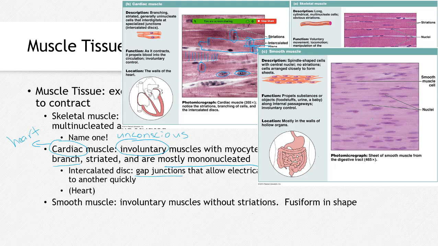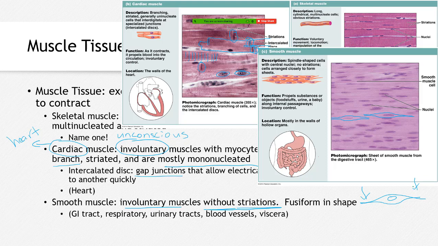Here's the next one. It's the smooth muscle. These are also involuntary muscles, like the cardiac muscle in that aspect. But unlike the cardiac and skeletal muscle, this does not have any striations, and that's why it's called smooth muscle. If you look at it, there are no striations here. They do have a fusiform shape. Fusiform meaning it has this shape here, where the ends tend to be thinner than the middle portion.